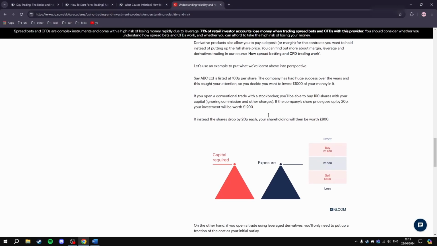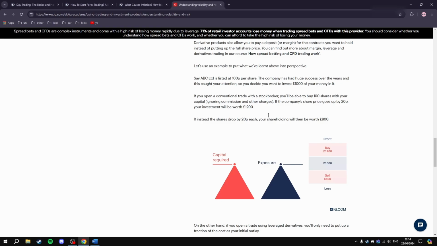Derivative products also allow you to pay a deposit or margin for the contracts you want to add instead of putting up the full share price. You can find out more about margin leverage and derivatives trading in our course, How Spread Betting and CFD Trading Works. Let's use an example to put what we learned above into perspective.